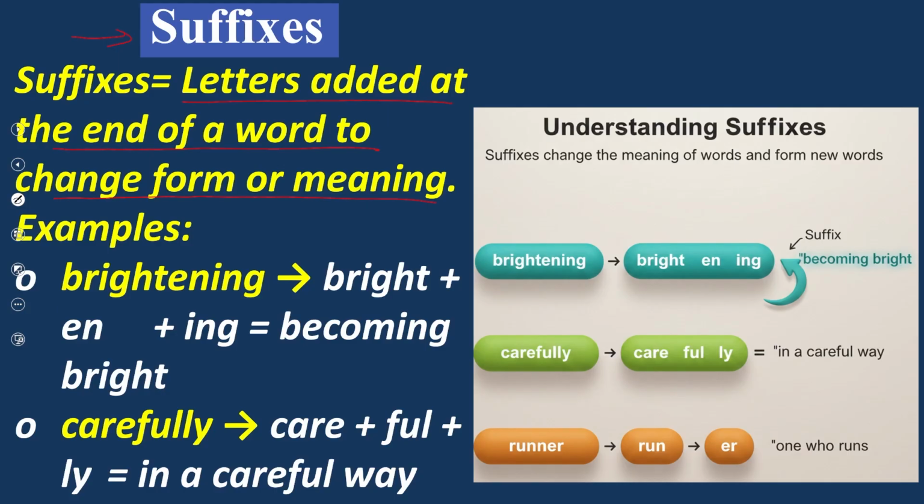For example, brightening: bright and ing. Yes, this one is the suffix. Suffix means after. These are the letters which are attached or linked at the end of the root word. The root word is bright, and ing is the suffix attached at the end of this root word. Becoming bright, this is the meaning.